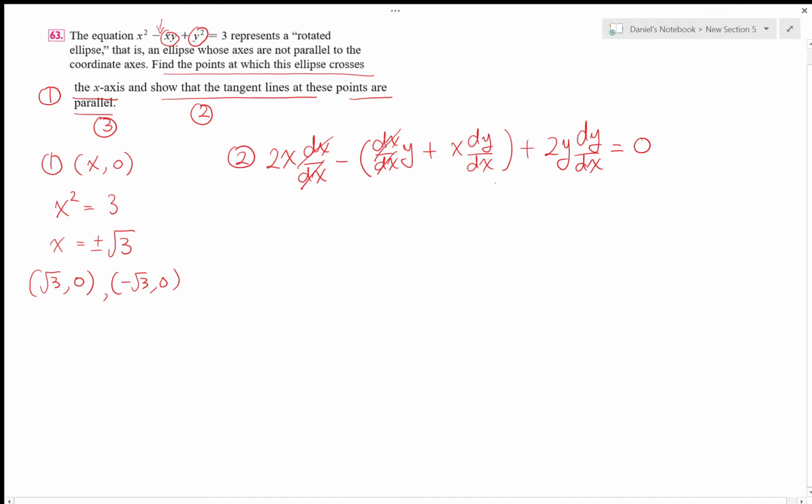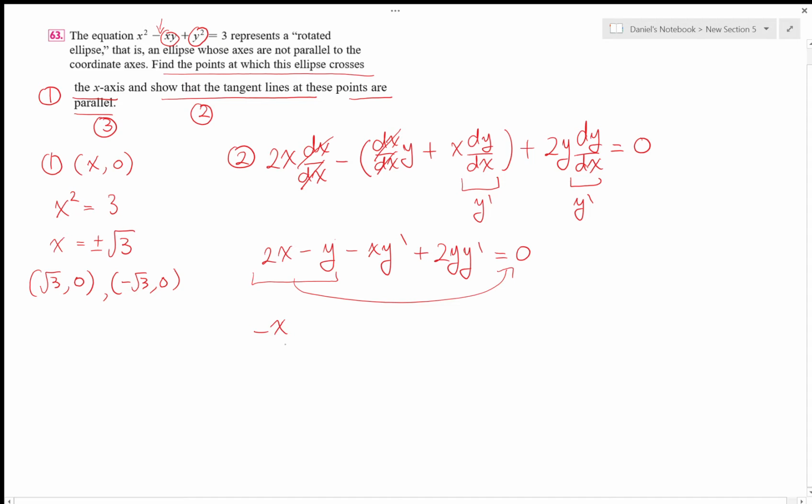Then I'm going to switch dy over dx into y prime so that it's easier for us to write. So we have 2x minus y minus x y prime plus 2y y prime equals 0. We're trying to find what y prime is, so obviously we're going to move the other terms to the other side to isolate y prime. So we have negative x y prime plus 2y y prime equals negative 2x plus y.